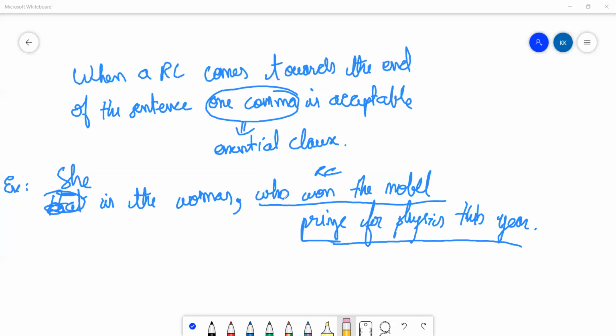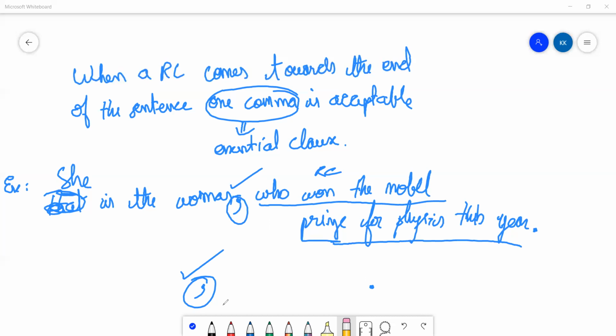But if I understand one thing, the relative clause is ending with a period, and here it begins with a comma, right? So what has happened here? If I remove this part of the sentence, who won Nobel Prize for Physics this year? She is the woman. Is the sentence making sense? It won't, right? So because it's not making sense, one comma is acceptable. So what does it mean when a relative clause starts with one comma but ends with a period? Then one comma is acceptable. Understood? Got it?